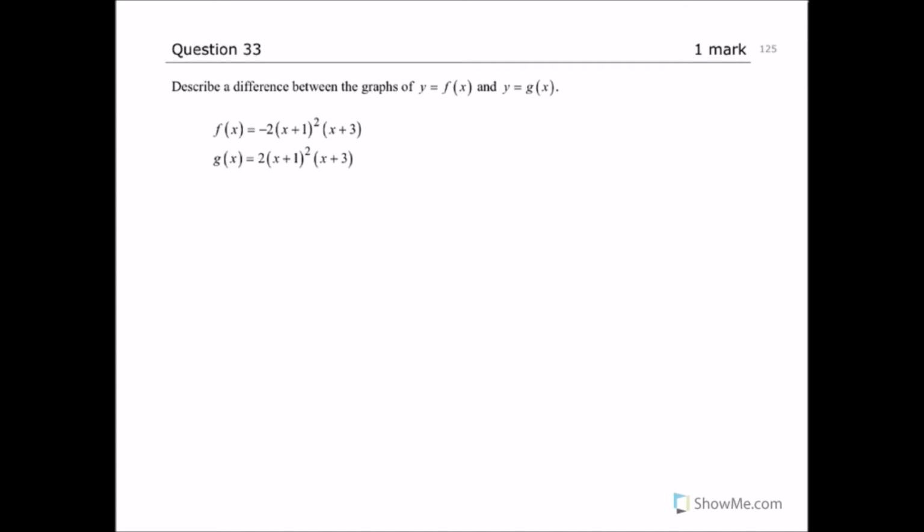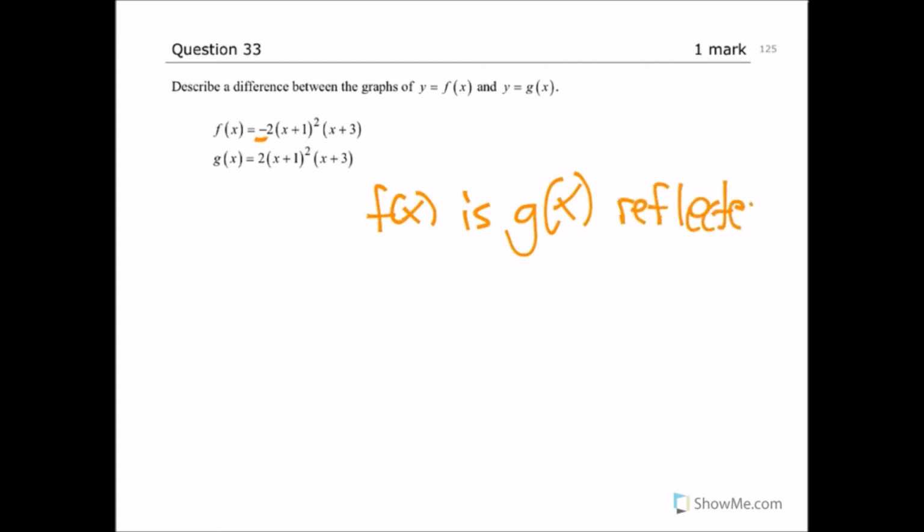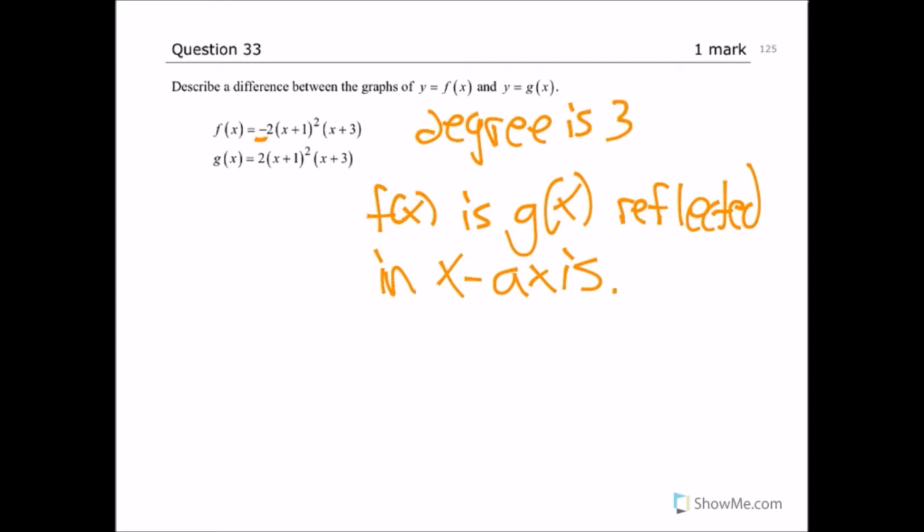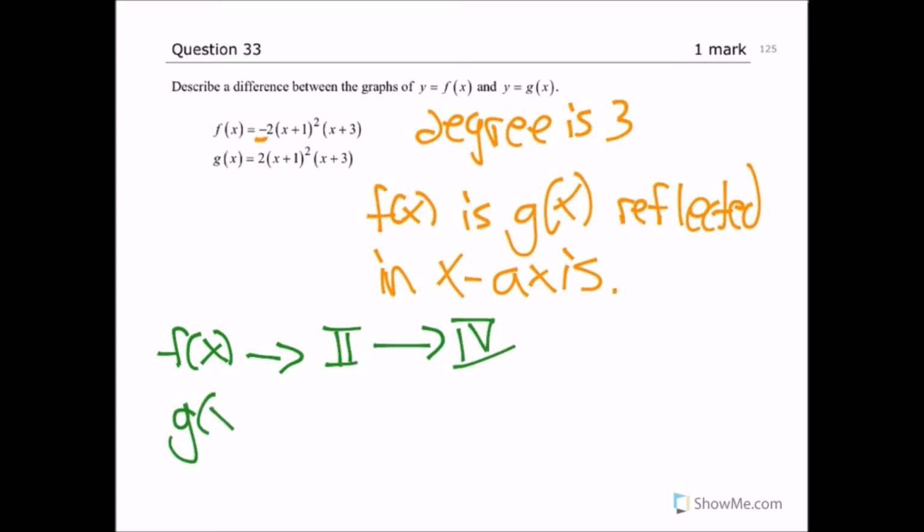33, describe a difference between these graphs, f of x and g of x. The only difference it looks like is the negative in front here. So it's one mark: f of x is g of x reflected in the x-axis. We could also see that the degree is 3 for both of these, so you could comment on the end behavior. F of x, because it's negative, is going to go from quadrant 2 to quadrant 4. Versus g of x, because it's positive and a cubic, is going to go from quadrant 3 to quadrant 1. Both valid comments, I think.